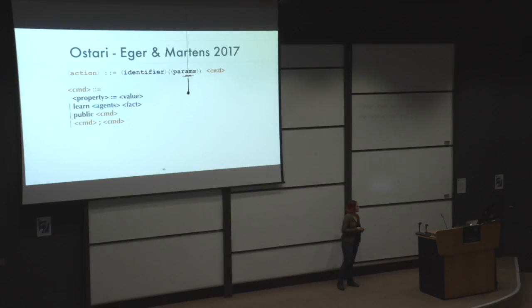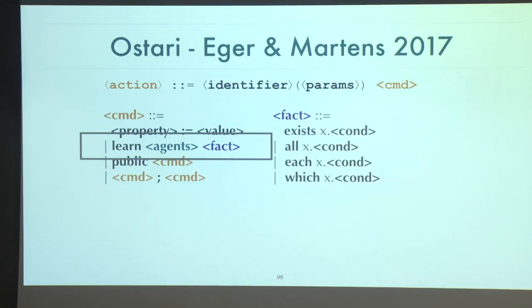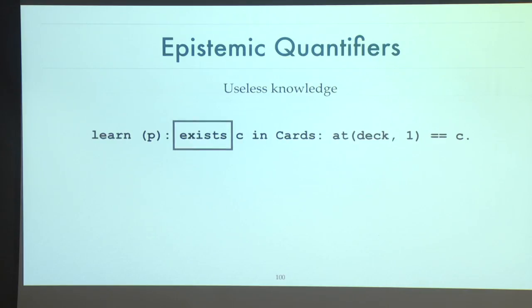This command language includes the ability to set, basically assign values to properties, and to sequence commands as before, but also the epistemic operators are now formulated in a slightly higher level way. And in particular, I want to look at this learn construct in which we say that a group of agents learns a particular fact, and the kind of fact that they can learn is mostly familiar logical propositions, but also a sort of epistemic quantifiers, each and which, that I want to tell you a little bit about.